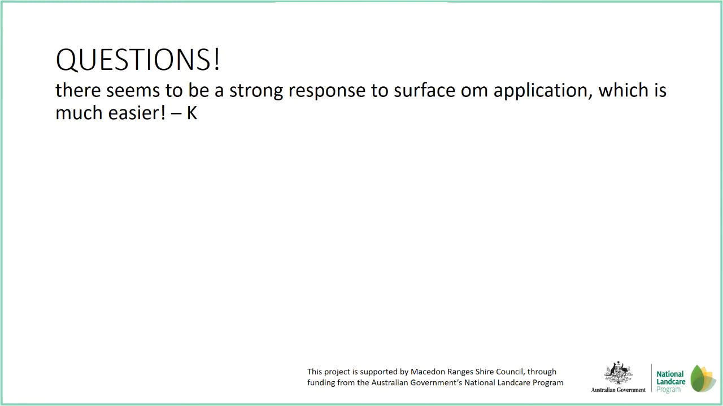Next question: there seems to be a strong response to surface organic matter applications, which is much easier. You then went on to explain that there is a response in the first year. Are you still putting on the organic matter year on year? In terms of economics, I should have pointed out that those initial treatments are applied as a once-off. In the case of the Victorian sites, they were applied in April 2018, and we'll be looking at the residual value of those treatments over 5 years.